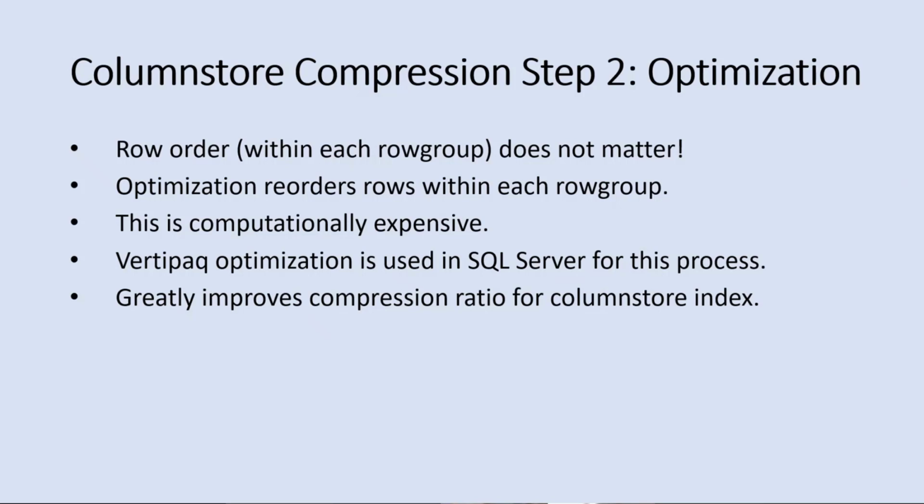One note on this is it is expensive, whereas encoding is kind of cheap to do resource-wise. Optimization is expensive. Rearranging rows and figuring out the best order does not come cheap. But what it will do, it will not save any space in and of itself, but it will set up your values and your segments so that the next step, compression, you can compress the data far better.